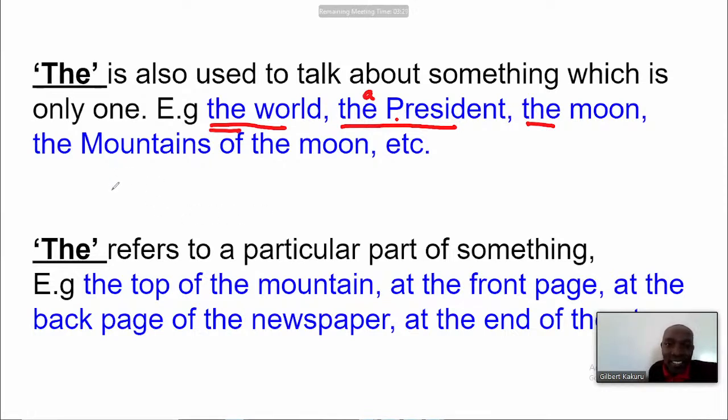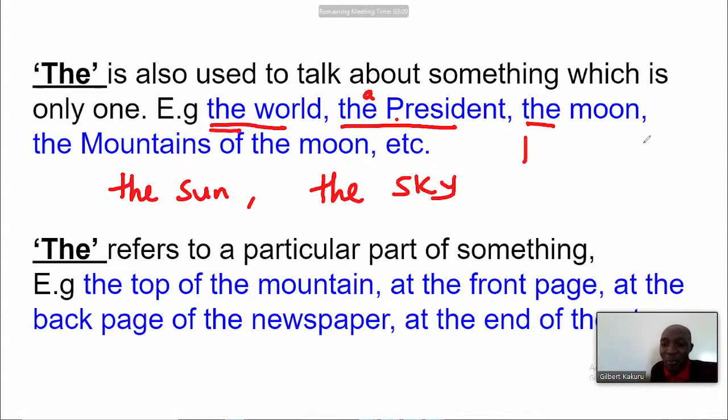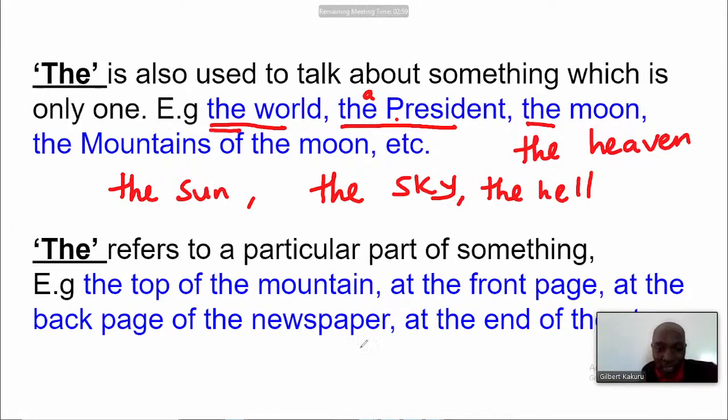Suppose you say the sun. The sun is only one. Suppose someone talks about the sky. We don't have two skies. We have one. The heaven. Just imagine those ones. We have only one. The hair. And be very careful when you are making sentences. The earth. Good. Yes, we have the earth. Good. Thank you. I've seen all your answers.